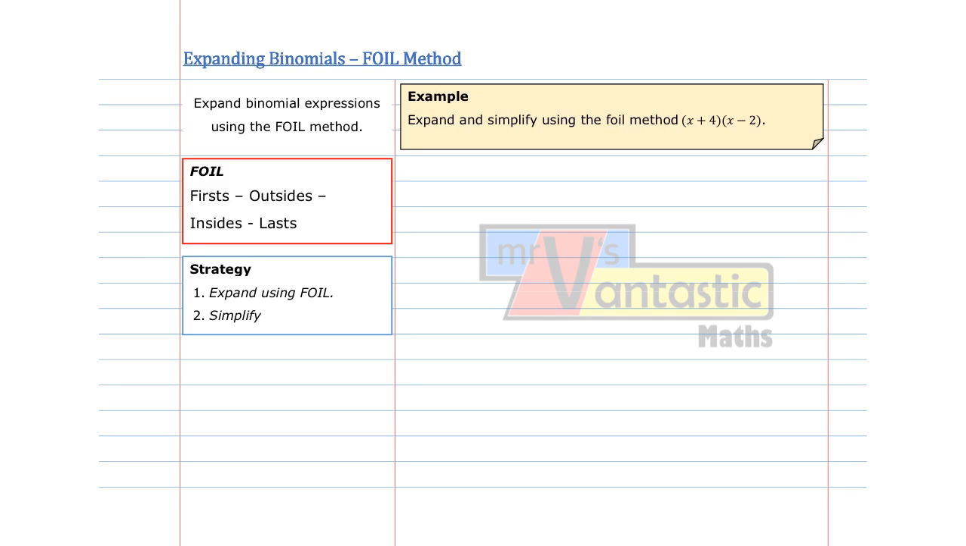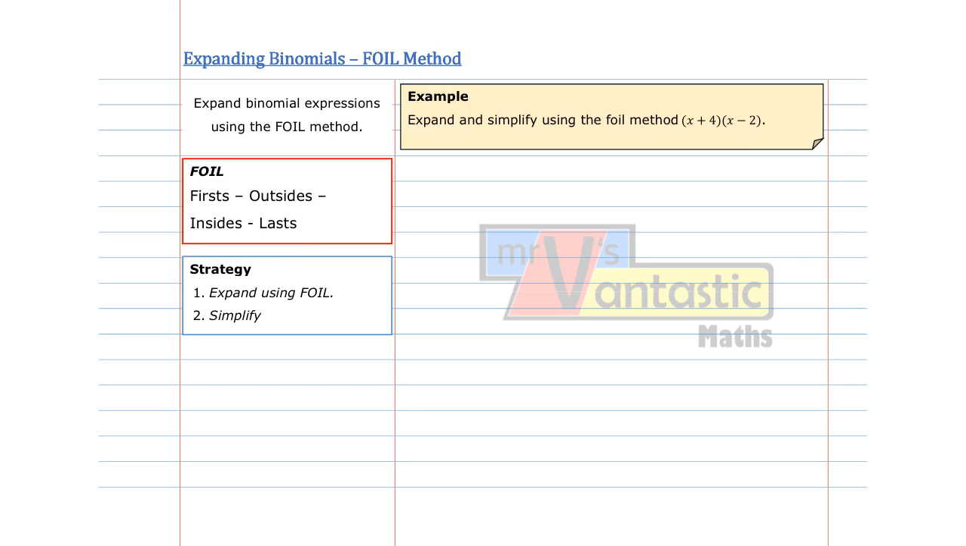This is Mr. V, and in this video we're going to learn how to expand binomial expressions using the FOIL method. We want to expand and simplify, using the FOIL method, the expression x plus 4 multiplied by x minus 2. And we're going to do this using the FOIL method, which stands for firsts, outsides, insides, and lasts.